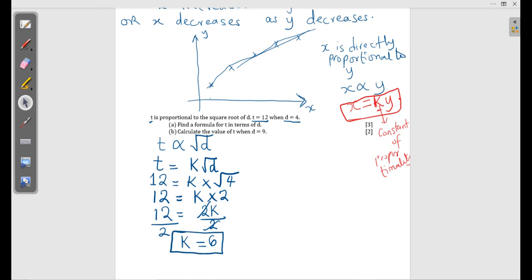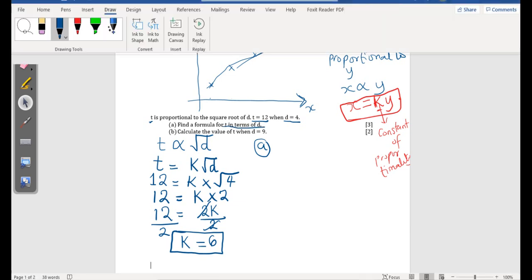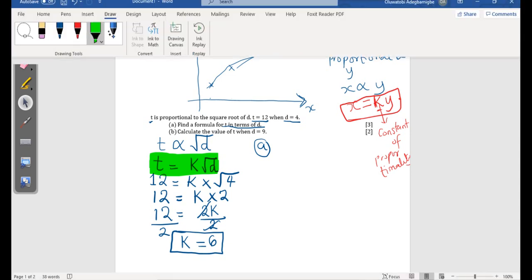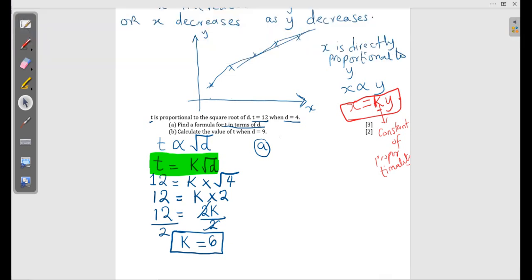Therefore, find a formula for T in terms of D. So as soon as you bring in your constant, you have an equation like this which becomes the formula. Some people call it the relationship or whatever you want to call it. So that gives me T is equal to, what's my K now? 6 root D.